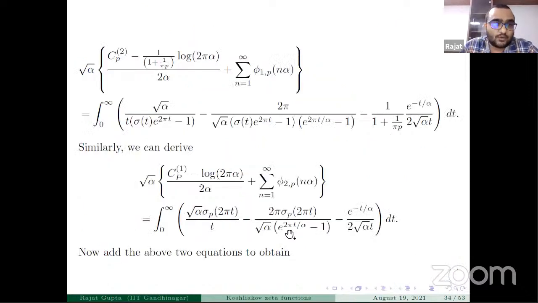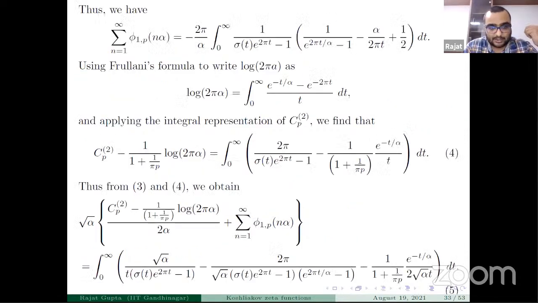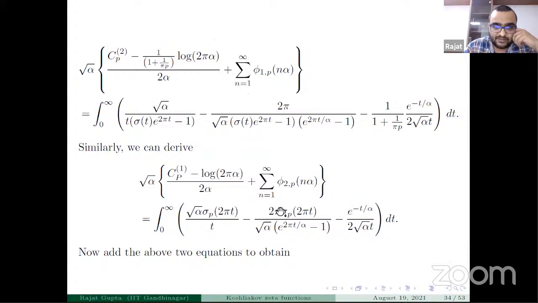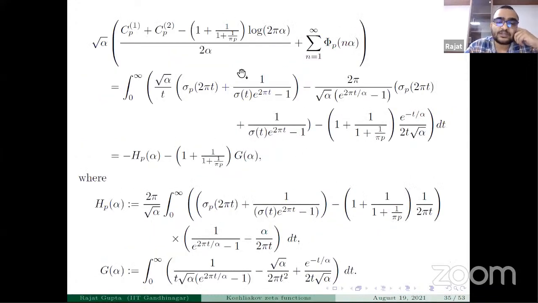Similarly, one can apply the same theory to get an analogous representation for phi2 of p, which involves Cp of 1 minus log 2 pi alpha upon 2 alpha and has the following integral representation. Now the remaining thing is to add these two representations, equation 5 and this equation. Once you add them, you boil down to this integral representation on the right hand side.